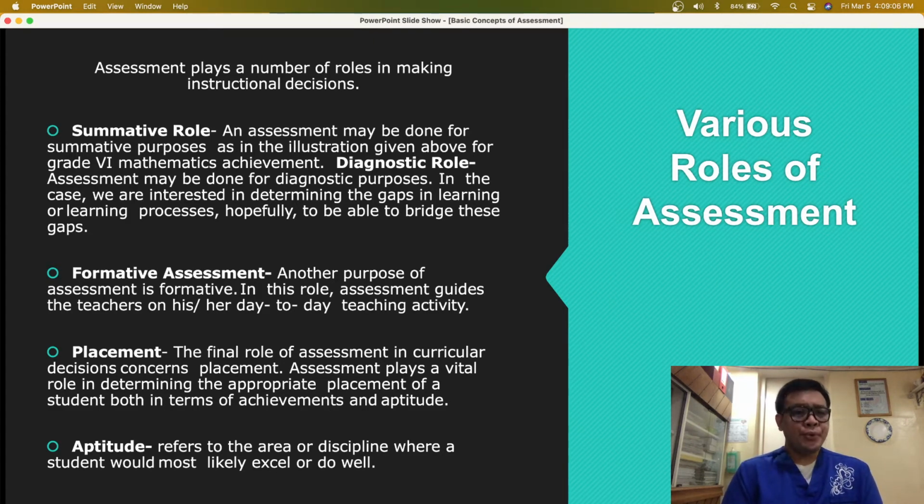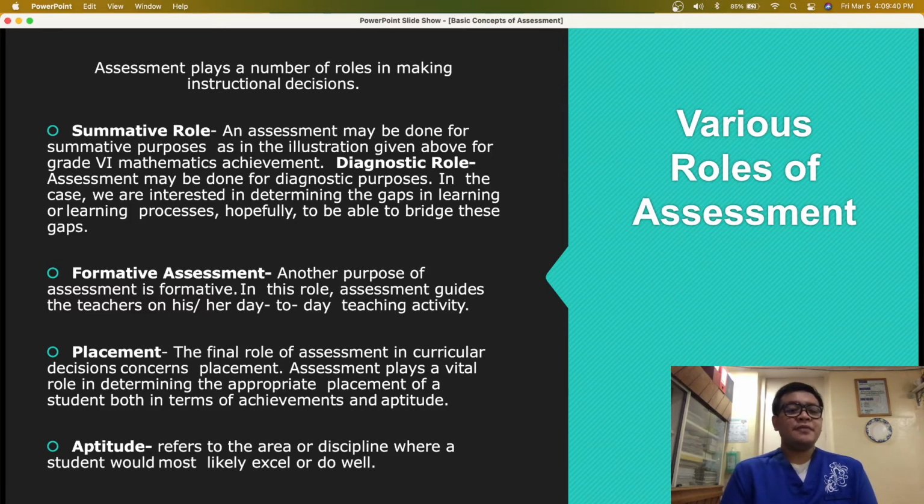Okay, so first we have one role, a summative role. An assessment may be done for summative purposes, as in the illustration given above for grade 6 mathematics achievement. That's a very good example of a summative role. Diagnostic role: assessment may be done for diagnostic purposes rather. In that case, we are interested in determining the gaps in learning or the learning process and hopefully to be able to bridge these gaps.